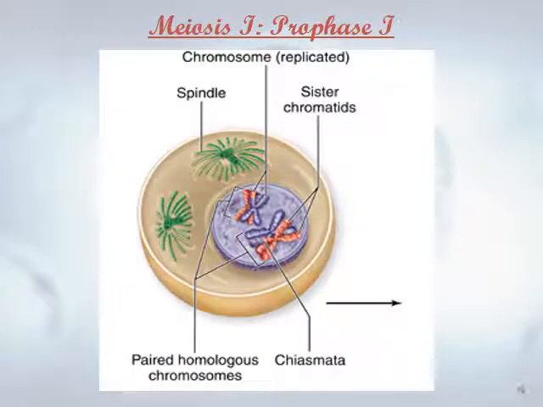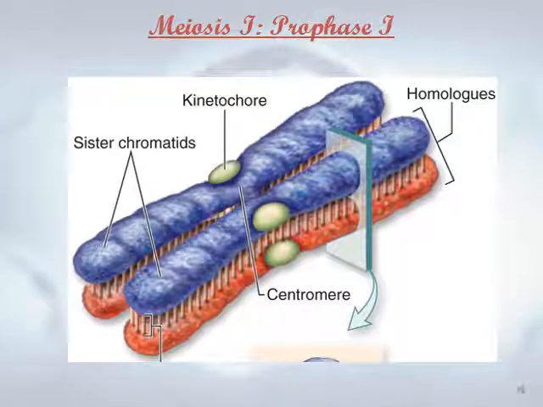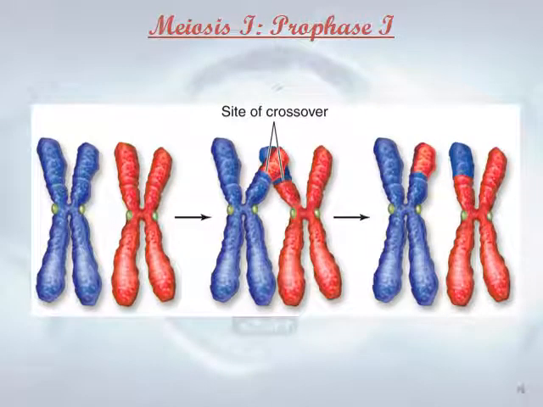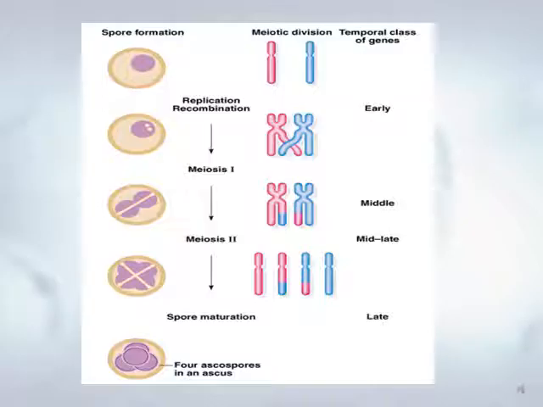Prophase 1. Here we have something called tetrads. So we don't have single chromosomes. Also we have something called crossing over that will occur.